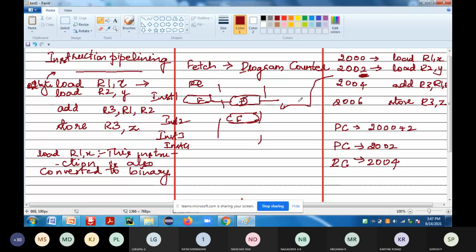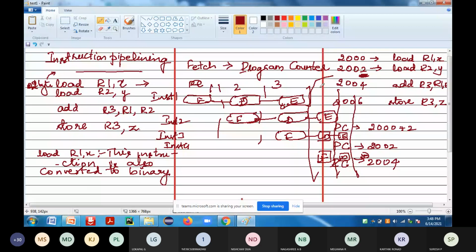Next, once fetch is done, it is decode and execute. So when the first instruction is executing, the second instruction will be in the decode stage, and the third instruction will be in the fetch stage. Your instruction 3 will start here: fetch, decode, execute. Then your fourth instruction will start fetch, decode, execute. If you take the number of clock cycles, you can see it here: clock cycle 1, 2, 3, 4, 5, 6.